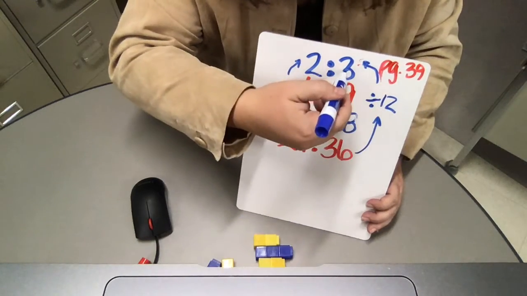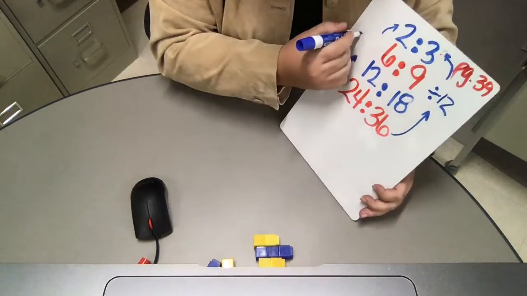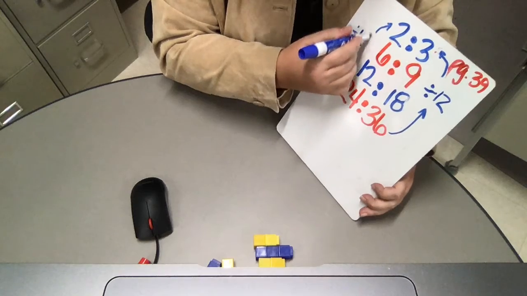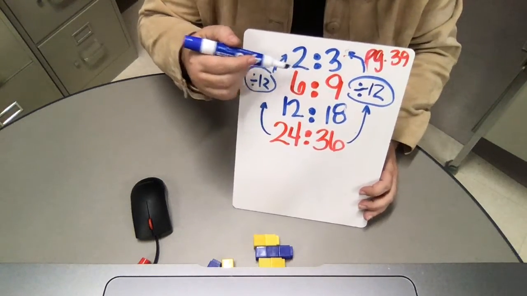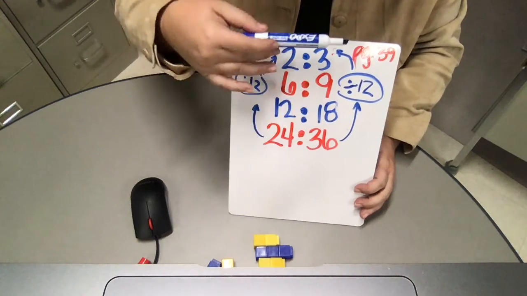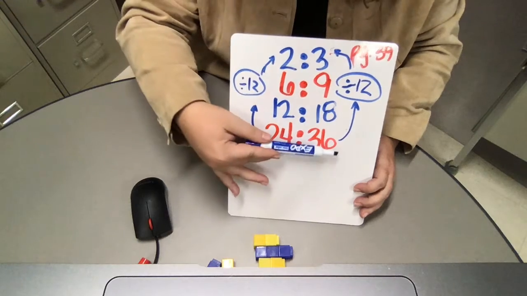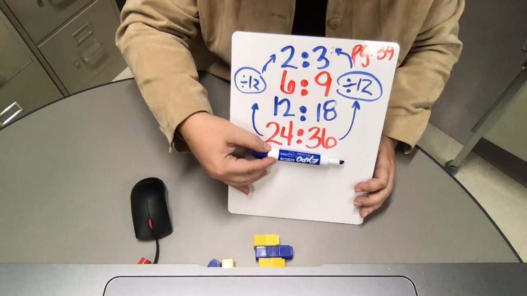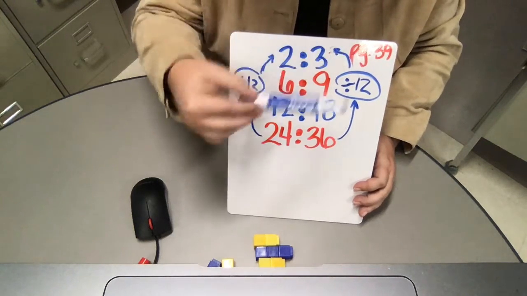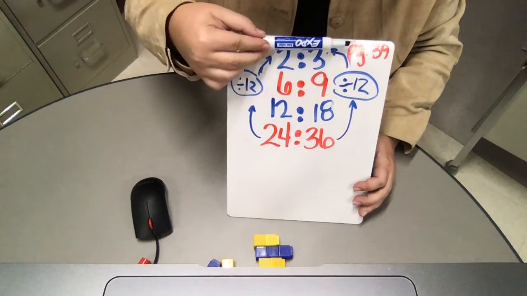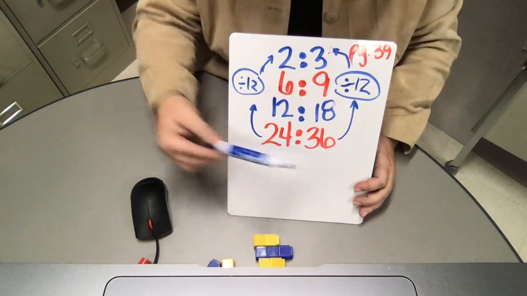36 divided by 12 to get to 3. Divide the other side by 12. 24 divided by 12 gives you 2. So you can go up or you can go down. If you're going to smaller numbers, you need to be dividing the equivalent ratio to get a smaller number. If you want to get a bigger equivalent ratio, you can be multiplying. We can start with 2 to 3, and we can multiply it by 12 to get to 24 to 36.